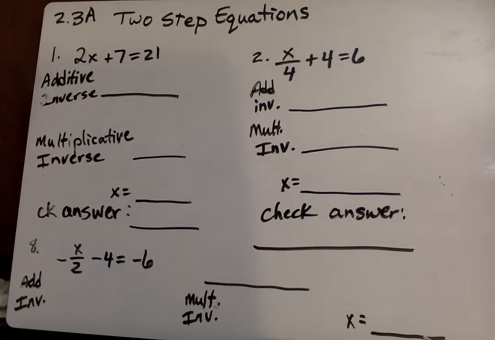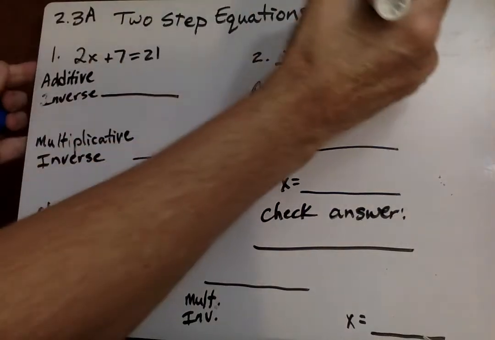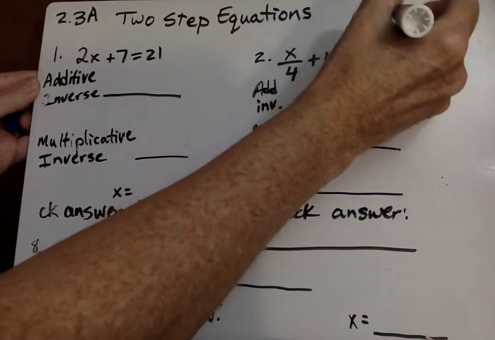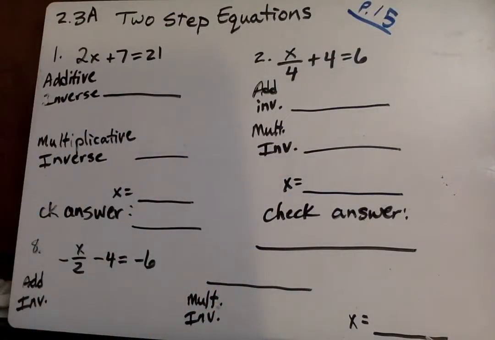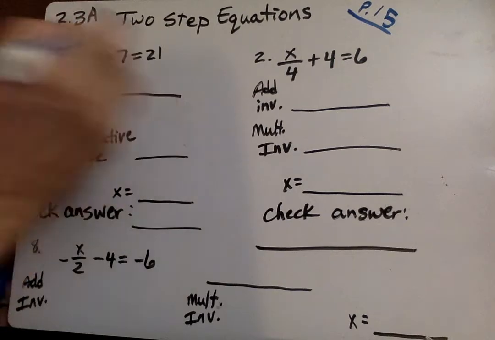Hello students, today we will be going over 2.3a, two-step equations. This is on page 15 in your packet. So if everybody's on page 15 in the blue packet. Here's question number 1. 2x plus 7 is 21.